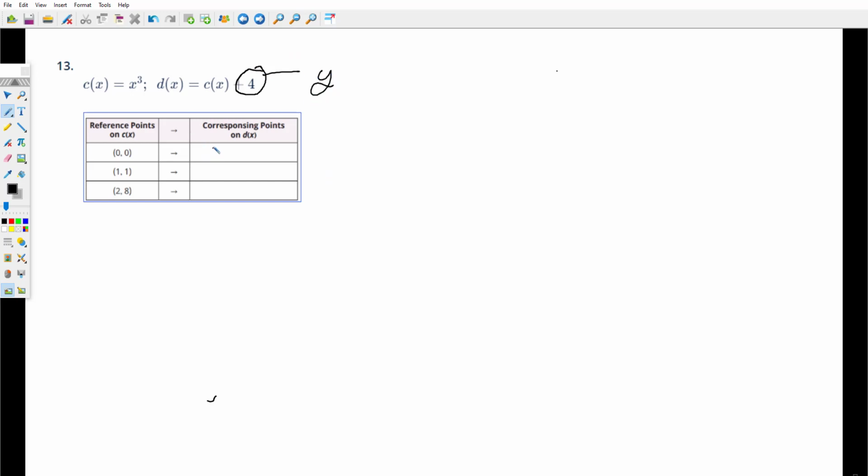So that means that I need to write down my x's just like what they already are. And on my y, I am doing the same because it's outside, and so I'm going to add 4 to each of my y's. So 0 plus 4 is 4. 1 plus 4, 5. 8 plus 4, 12.